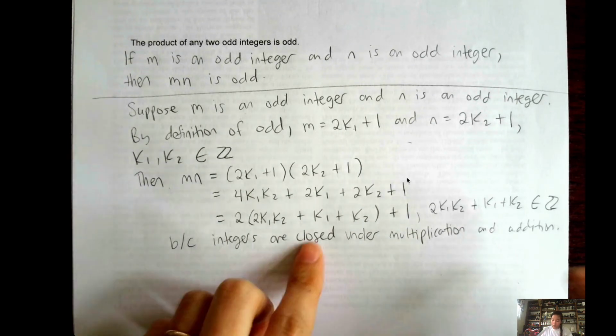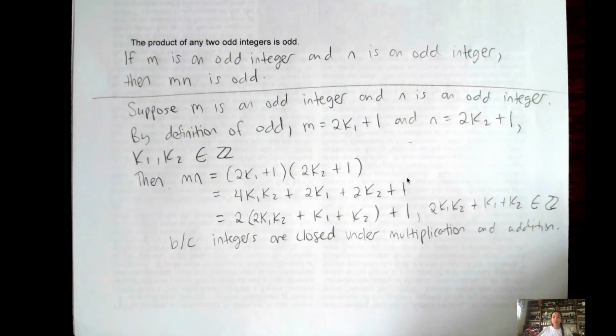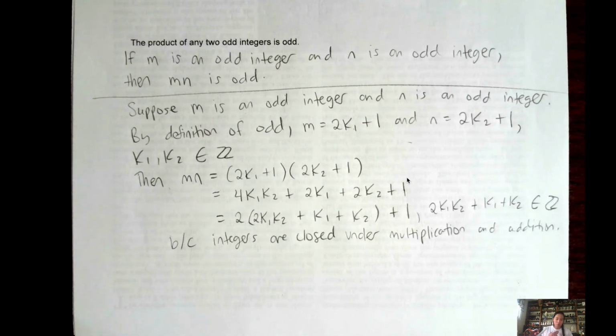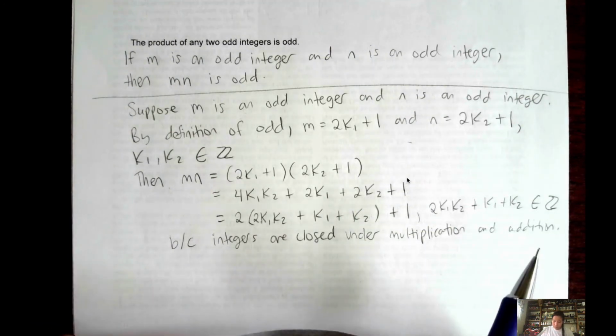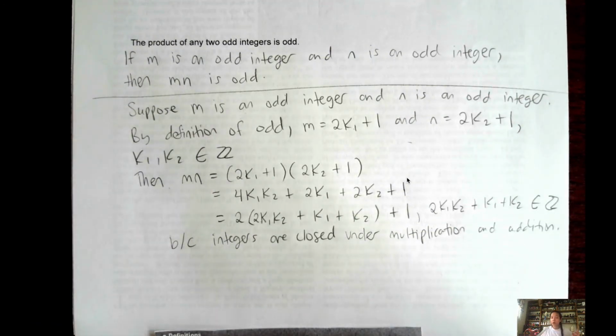And what does closed under multiplication and addition mean? It means if I multiply integers together, the product is an integer. If I add integers together, the sum is an integer. Remember that integers are not closed under division, meaning if you divide integers together, that does not create integers.